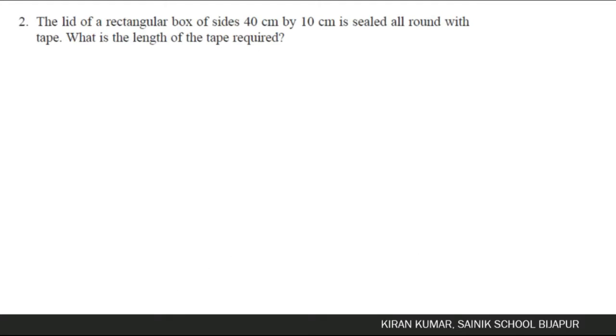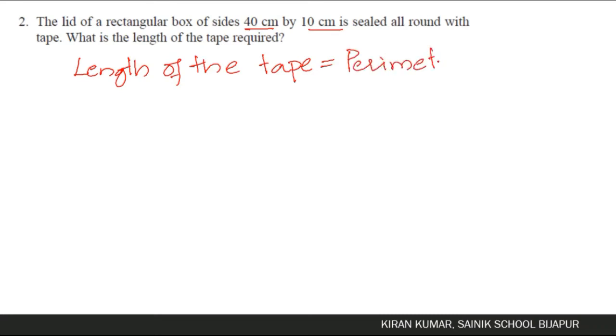Let's solve the second question. The lid of a rectangular box of side 40 centimeter by 10 centimeter is sealed all around with tape. What is the length of the tape required? Here you must understand that whenever the question is like this, the length of the tape will be equal to perimeter. So here it is a rectangle, so perimeter of rectangle.